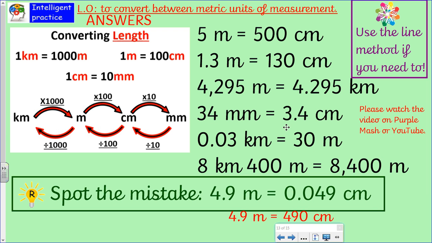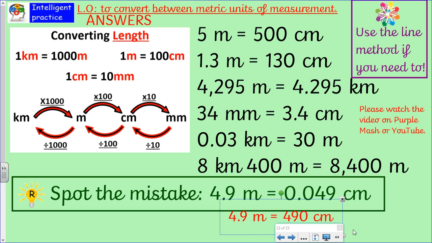So let's have a look at that sneaky one. 0.03 kilometers. If we multiply that by 1,000, kilometers to meters, we go 1, 2, 3, and the 3 ends up in the tens column, so it's 30 meters. And that one a little bit sneaky. 8 kilometers is 8,000 meters, so it's just 8,400.